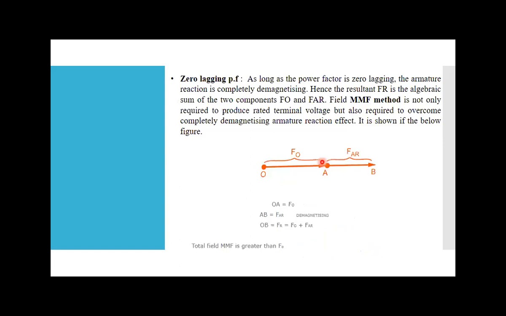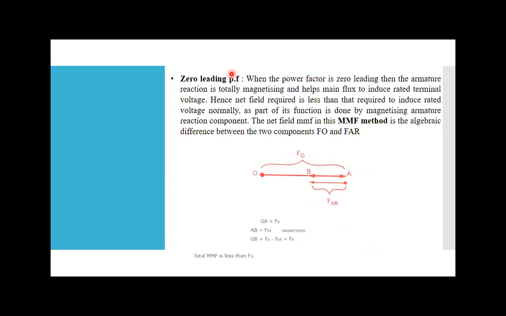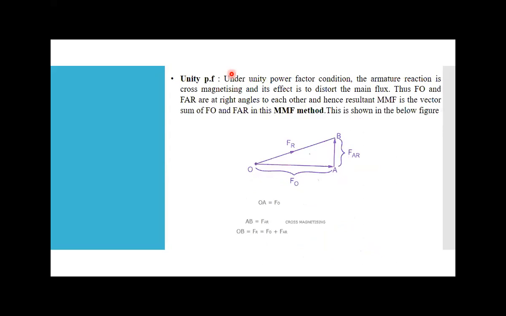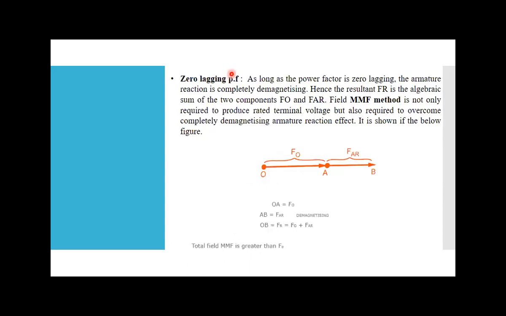So now we have three cases, as we already have in armature reaction. First one is zero lagging power factor, then zero leading power factor, and unity power factor. So we have three cases. First of all, we are going for the zero lagging power factor.